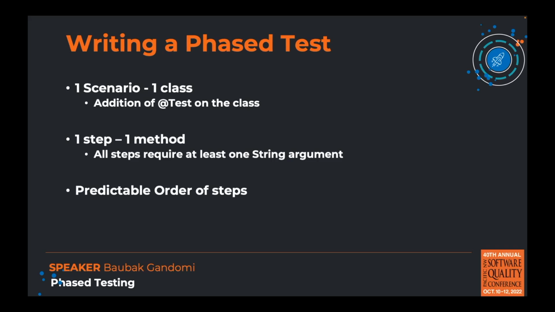And writing a phase test, this is one of the particularities, and part of why one of the problems with Java and TestNG is that, in our case, one scenario is one class, and one step is one method. And all steps, at least they need a string argument, but that's how TestNG is. And we need a predictable order of steps. We need to be able to make sure that step one happens before step two. In TestNG, this is done with an alphabetical order, fortunately.